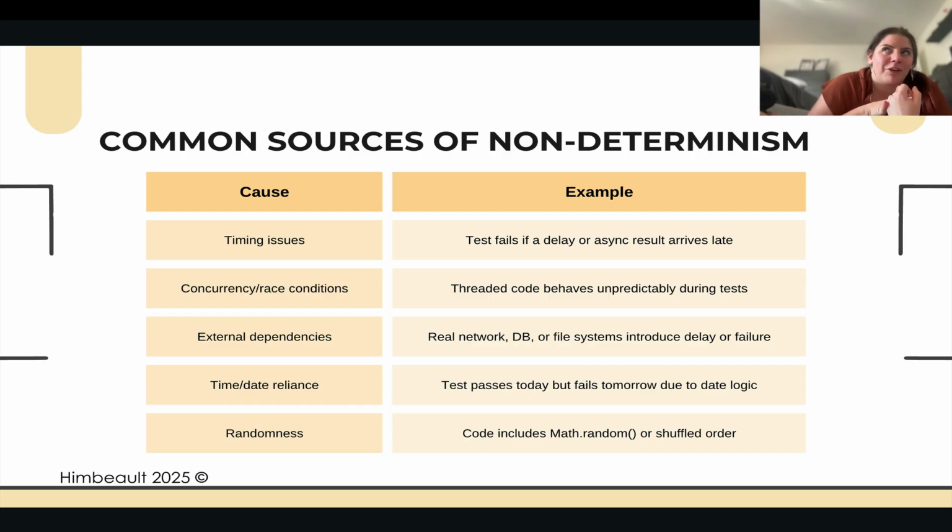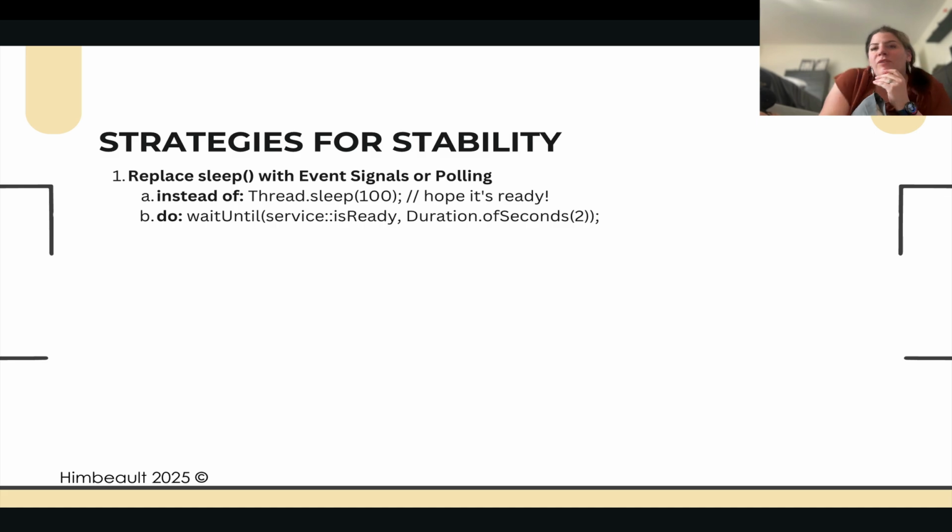We don't know which values are causing it to fail or why certain values might be causing it to fail. So what can we do to solve some of these problems? Let's figure out how we can be a little bit more stable.